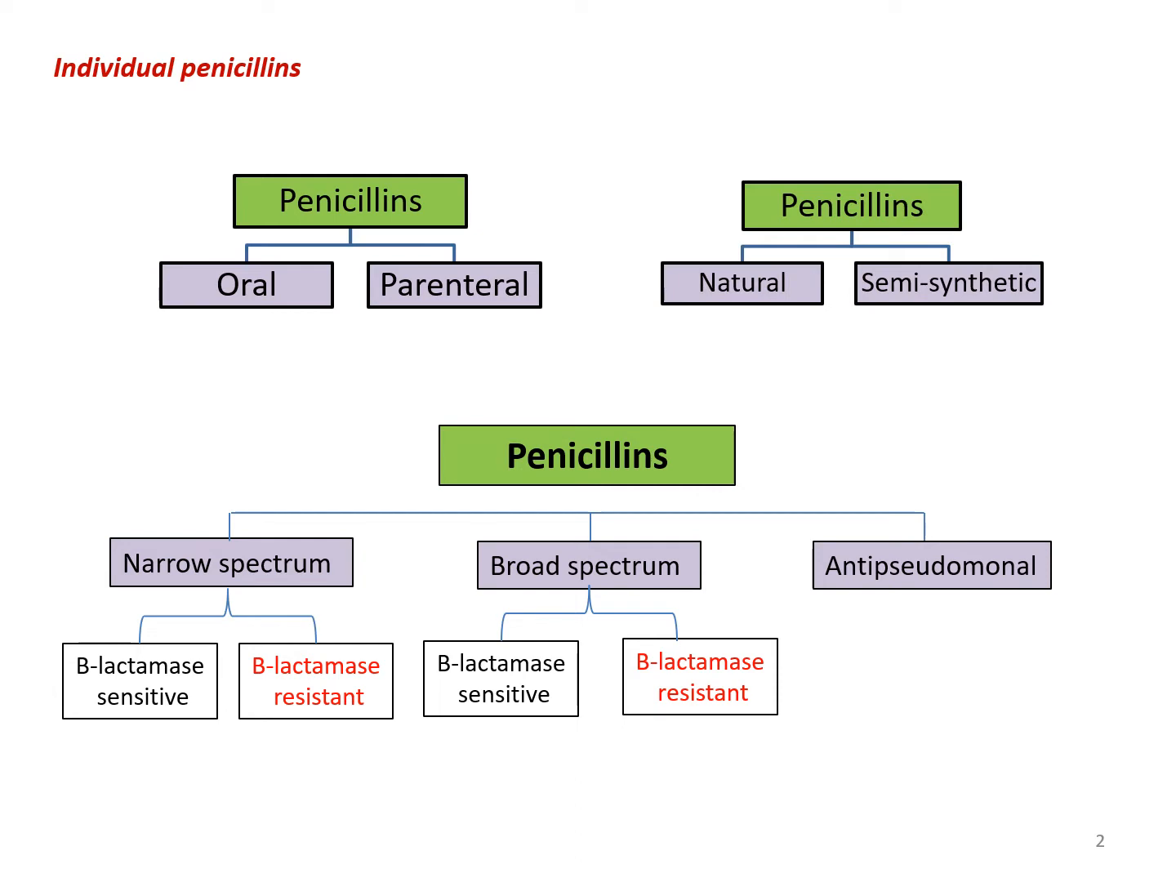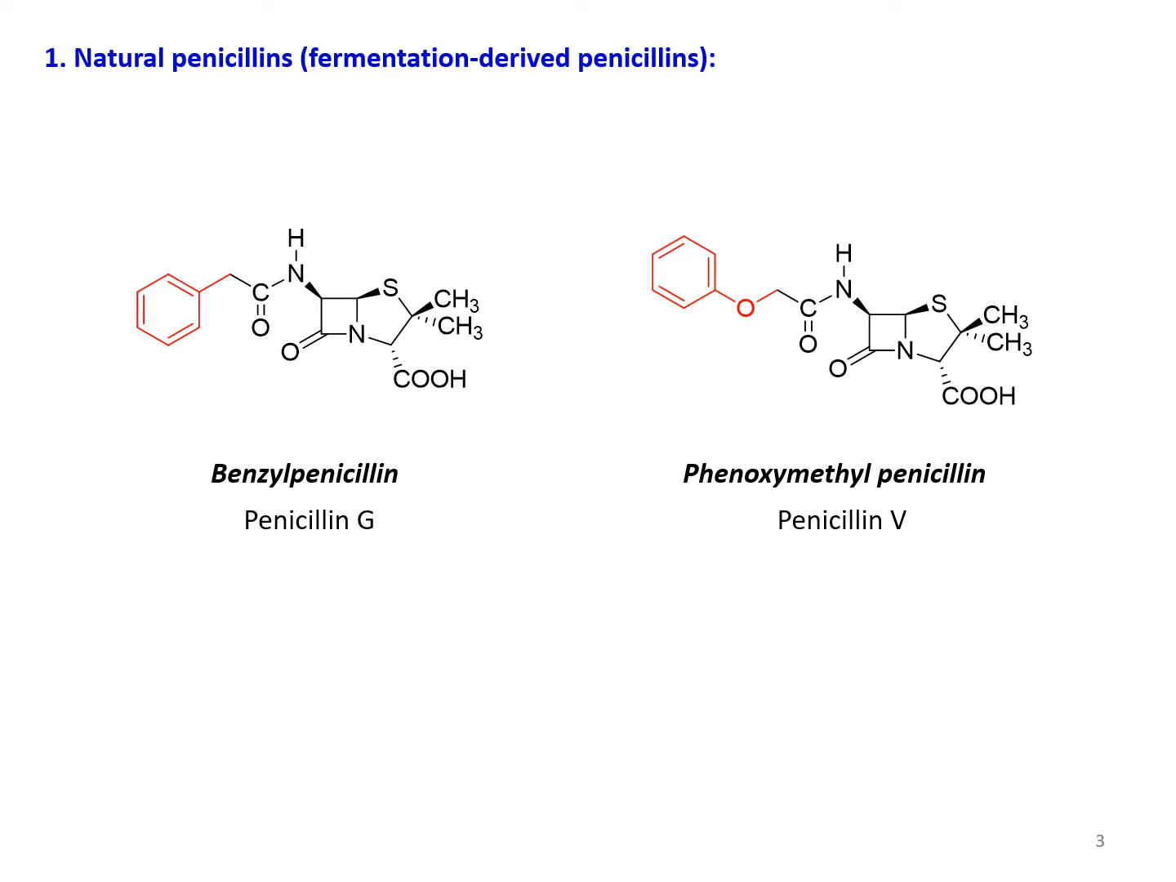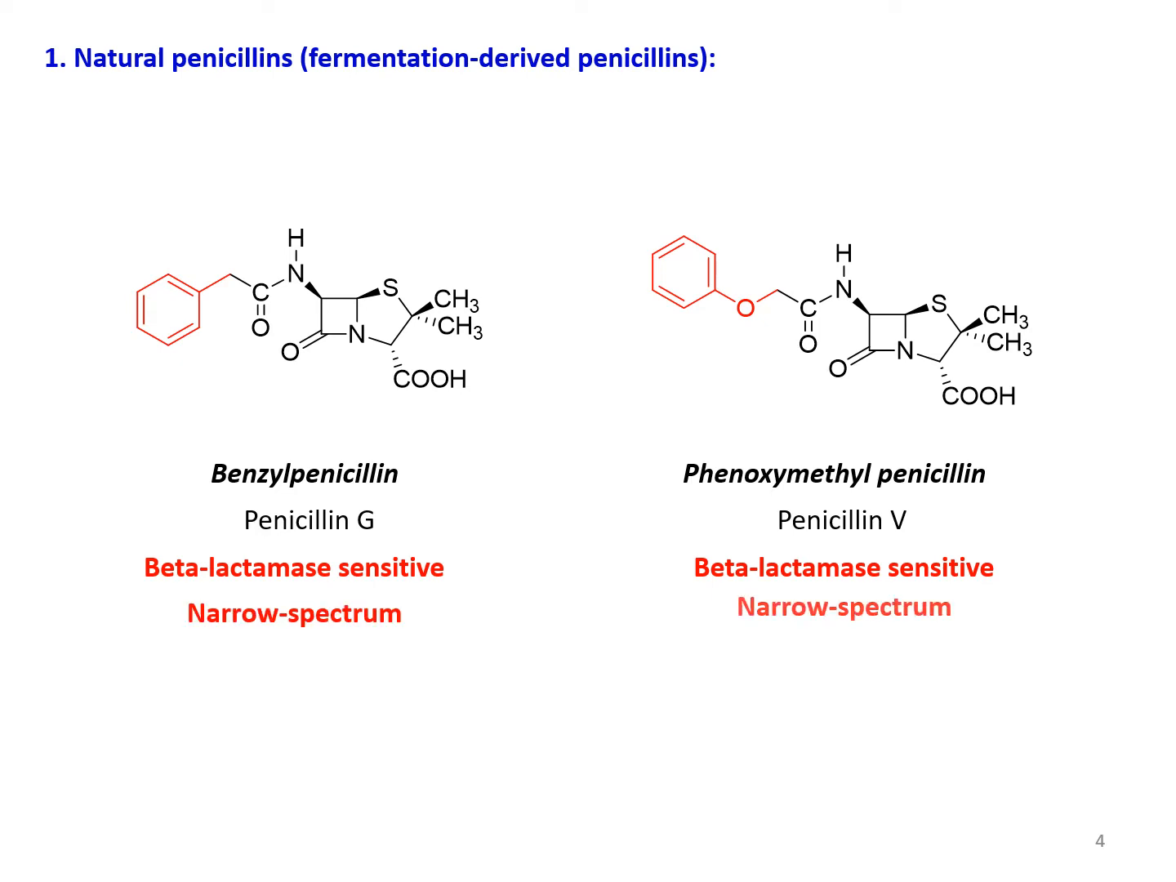Penicillins can also be classified into being either natural or semisynthetic. The only penicillins that are fermentation-derived, which we will be discussing, are penicillin G and penicillin V, while the rest are semisynthetic. These two penicillins are sensitive to beta-lactamases since they lack a bulky group like a substituted phenyl or any other heteroaromatic ring that is directly attached to the amide's carbonyl. As for the spectrum of activity, the two amide side chains are lipophilic in nature. They both lack ionizable groups or highly polar groups, thus both are considered having a narrow spectrum of activity.